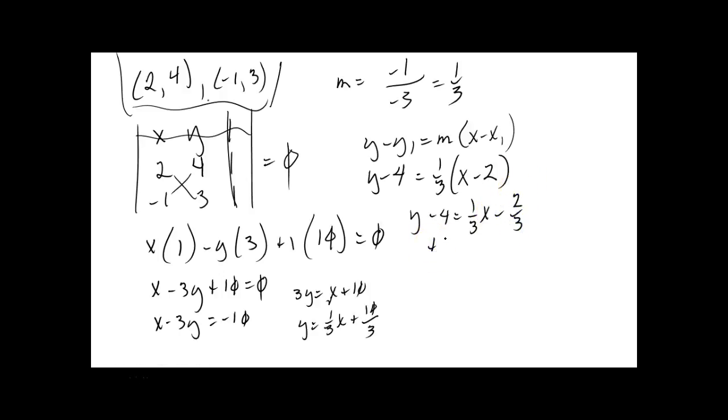Then let's add 4 to both sides, but how many thirds is 4? 12/3 plus 12/3, right? That's 4, isn't it? Okay. So let's do that. Those go away. Y is equal to 1/3 x plus 10/3. Ding, ding, ding. Same thing.